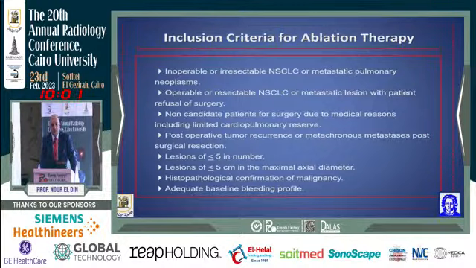In different institutes worldwide, the inclusion criteria are summarized in this slide. Inoperable or irresectable primary or metastatic pulmonary disease, these are the inclusion criteria, or even operable, but when the patient refuses surgery. Non-candidate patients for surgery due to limited lung functions, and patients post-operative or with recurrence. But the most important is the number of lesions not exceeding 5 metastases or lesions, and the maximal axial diameter, it's better to be up to 3 centimeters, but never over 5 centimeters.